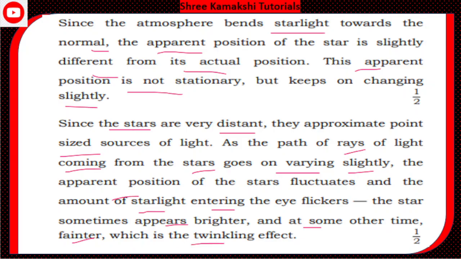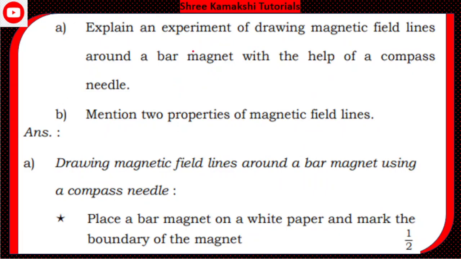Understand? The next question: Explain the experiment of drawing magnetic field lines around a bar magnet with the help of a compass needle. Mention two properties of magnetic field lines.